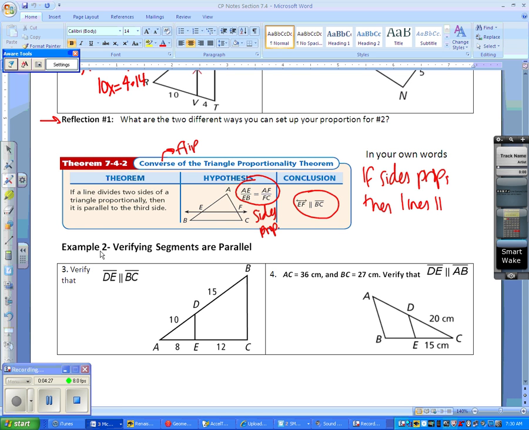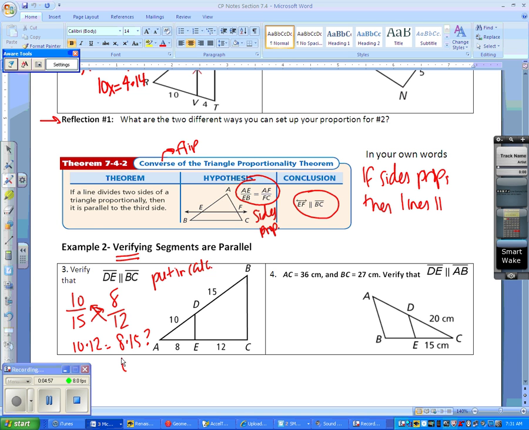Okay, so for example 2, it says verify, prove, show that these segments are parallel. Well, to prove it, all you have to do is set up a proportion and prove that it's equal. So for example, I'm going to do one side of the triangle, 10 over 15 equals 8 over 12. And you can solve this two ways. You can either put it in the calculator and give me the decimal. But since on the state test you can't, you can cross multiply. 10 times 12, does that equal 8 times 15?